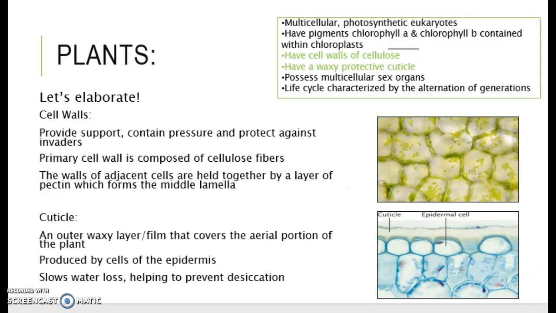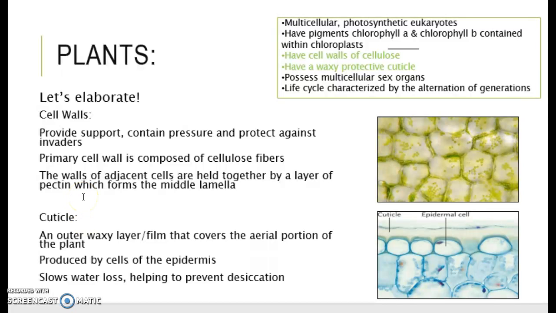We know that cell walls are going to provide support, contain pressure, and protect against invaders. Now, a primary cell wall is composed of cellulose fibers. The walls are adjacent and are held together by a layer of pectin, which forms the middle lamella. So that cuticle is that outer waxy layer of film that covers the aerial portion of the plant.